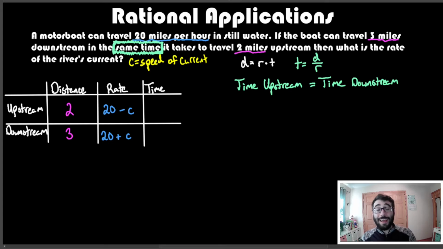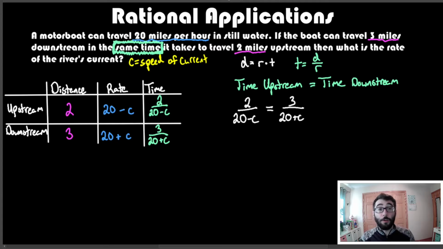So once again, I can set up an expression for time and call it distance over rate. So upstream's time is going to be the expression 2 over 20 minus c, and downstream's time is going to be 3 over 20 plus c. But the real big takeaway here is that they're telling us the same time, which means the times are equal. So we're going to set these times equal to one another and solve.